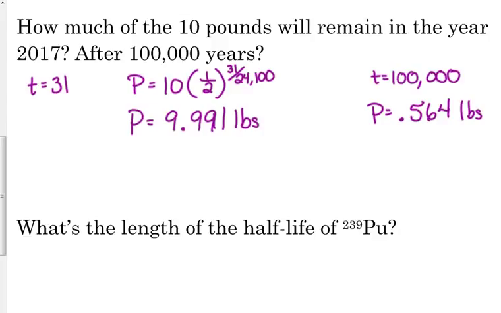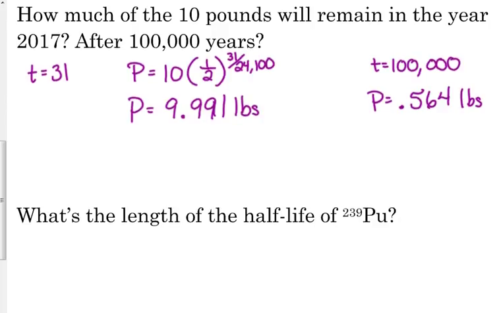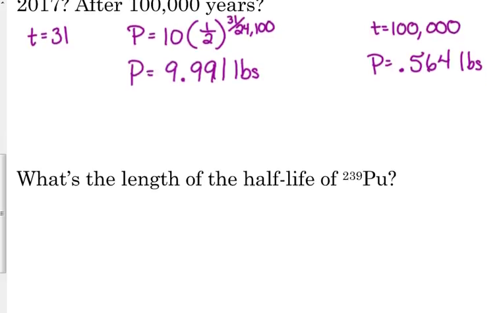Okay, now this is probably what you have talked about in chemistry and biology. What's the length of the half-life of plutonium? So let's think about this for a second. How can we figure out the length of the half-life? So we're trying to find t in this case. So that must mean that we know what the equation is equal to. What does a half-life mean? For half of it to be there. So how much do we start with? 10 pounds. So half of it would be 5 pounds.